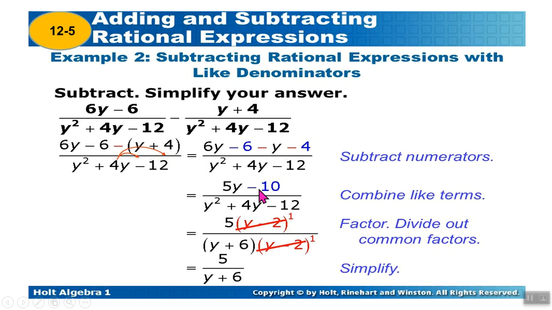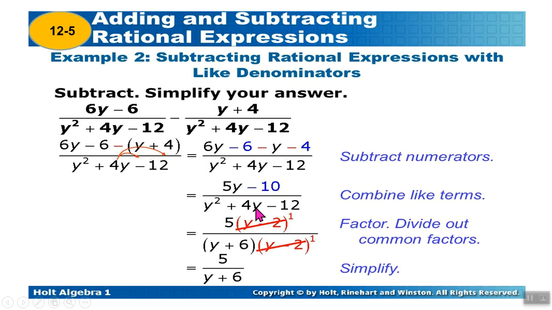Can we factorize the numerator? Yes, we can. Can we factorize the denominator? Yes, we can. So we will factorize both. 5y minus 10: we have a common factor here, which is 5. So we put 5 outside, and inside we still have y minus what? The 10 is 5 times 2, so if we put 5 out, the 2 is still there. So 5 out, (y minus 2).